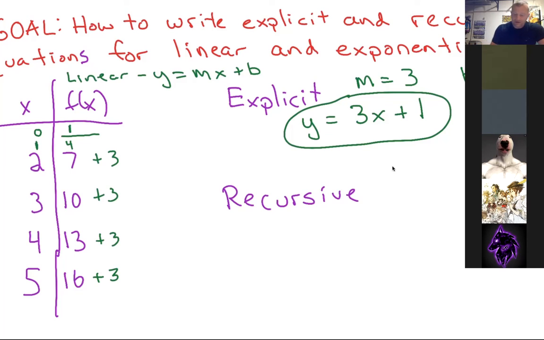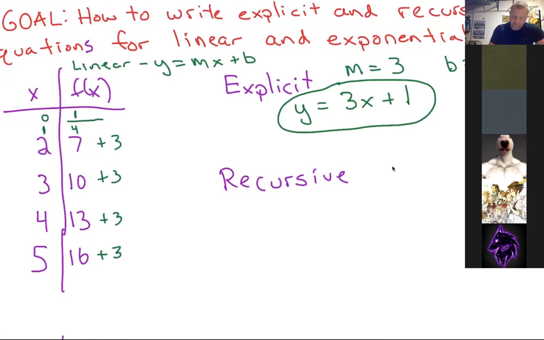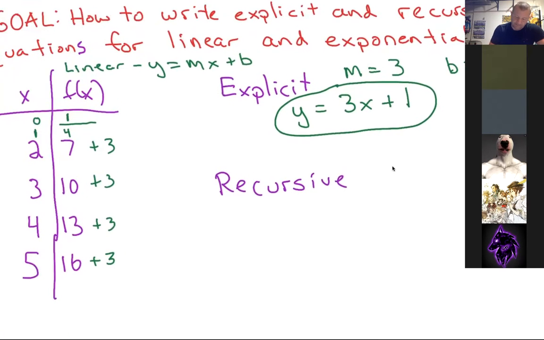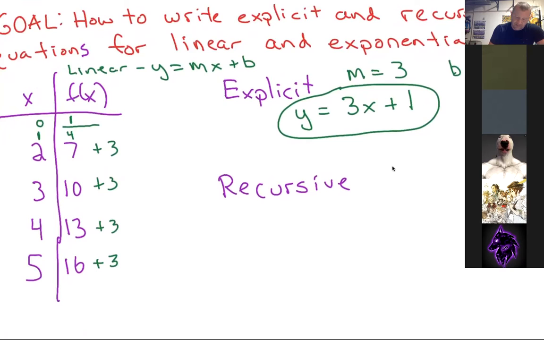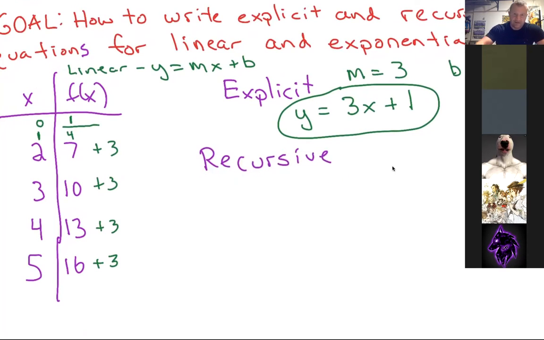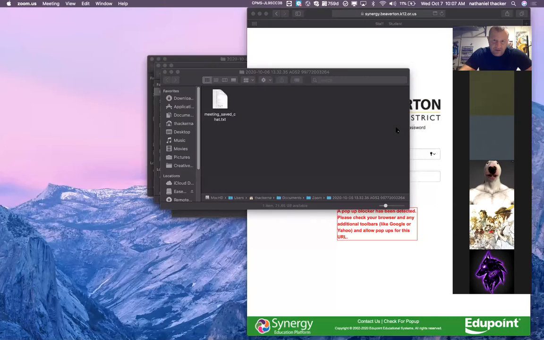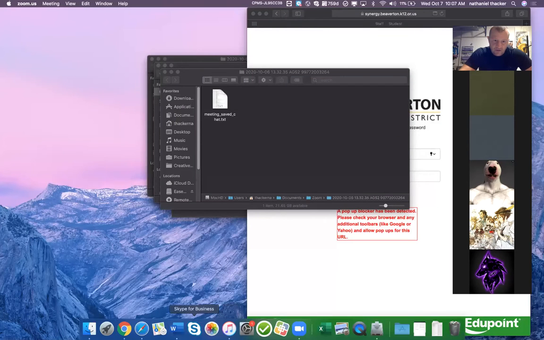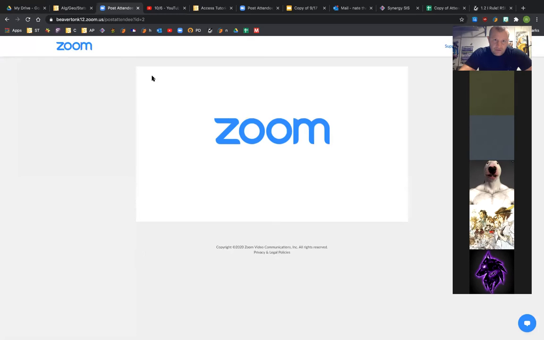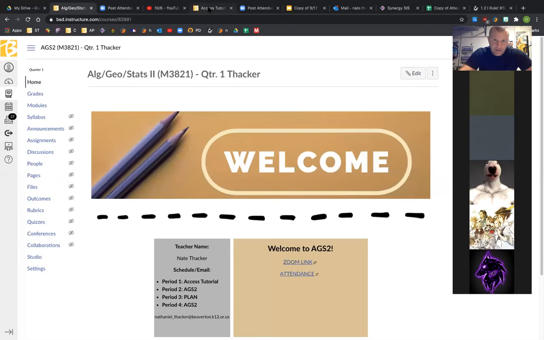So a recursive formula. In the video, he gives a pretty good definition of it. I do like the definition that the guy gives. So hold on just a second here while I maneuver a few things.